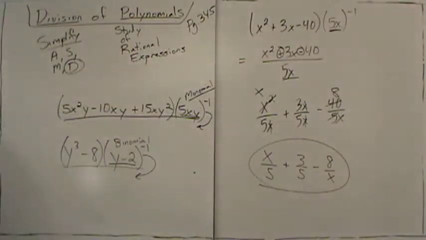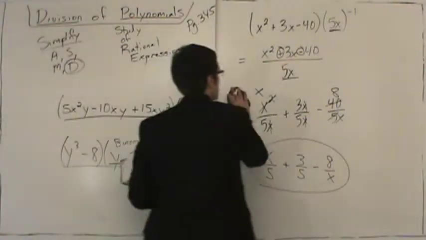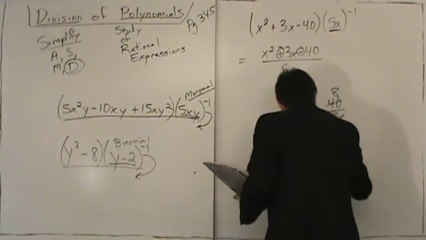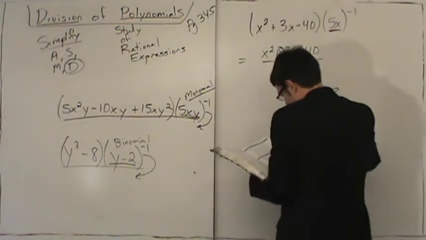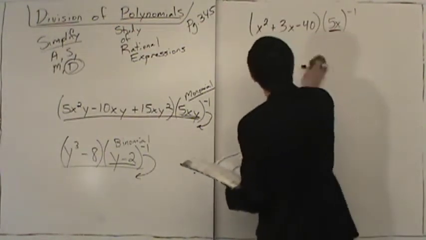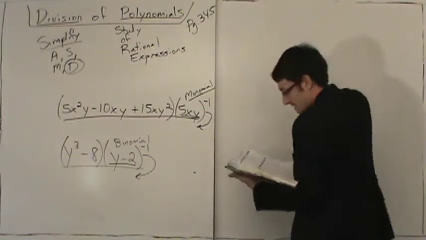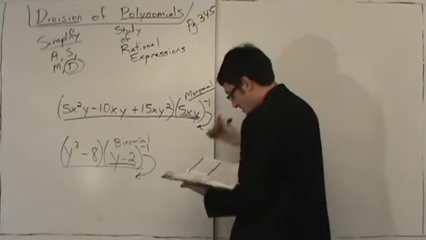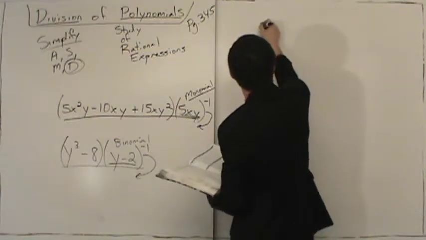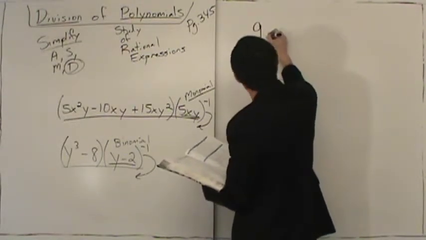So one more quick example. This is the hardest that it gets right here. So let's look at this one. Number 17 on page 345. I'm going to spice it up just a little bit more like your test question. So let's look. This is like your test question.